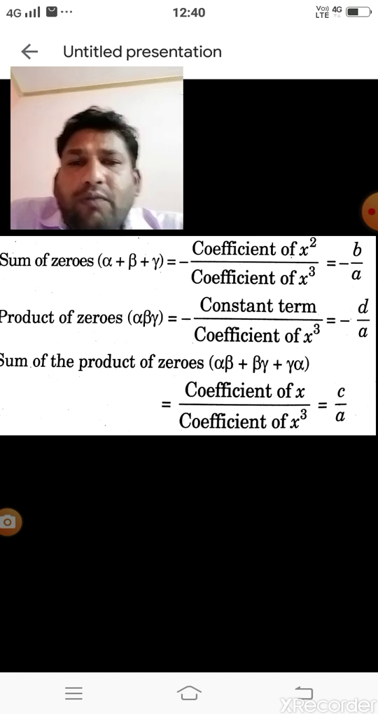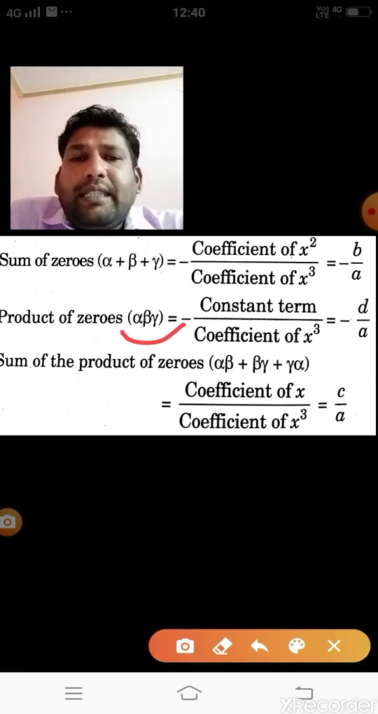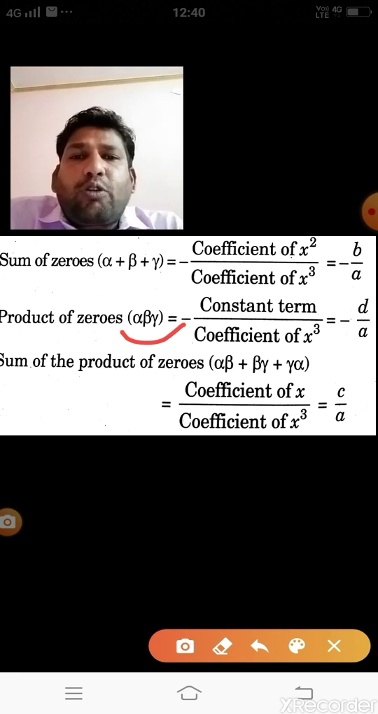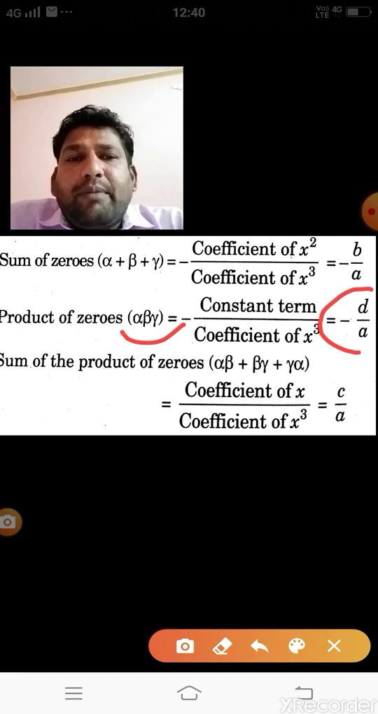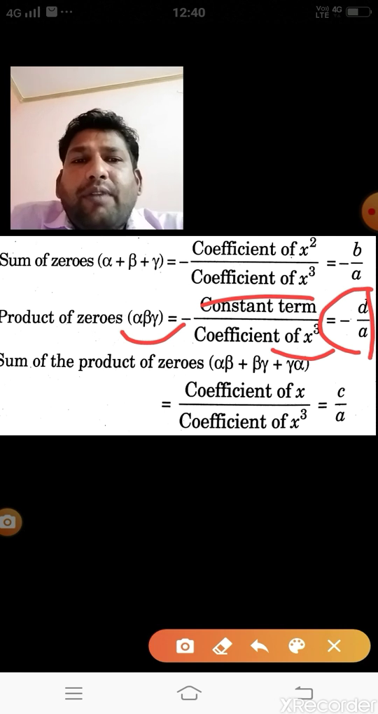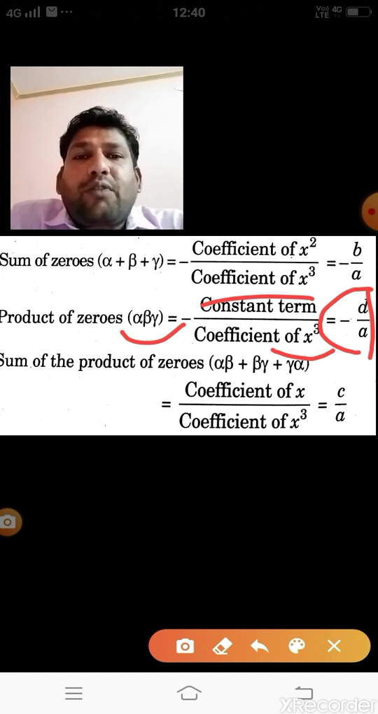Then the product of zeros. If you are multiplying these three zeros, alpha, beta, gamma, the solutions of the cubic polynomial, then that value is equal to minus d upon a, the constant term upon the coefficient of x cube. For the quadratic polynomial, we are getting the product alpha into beta as c upon a, the constant term upon the coefficient of x square. Here we are getting a similar concept, the constant term upon the coefficient, and don't forget putting the negative sign there.